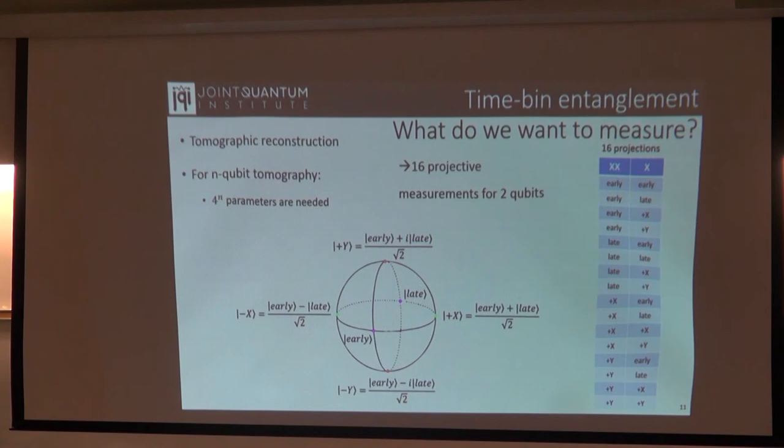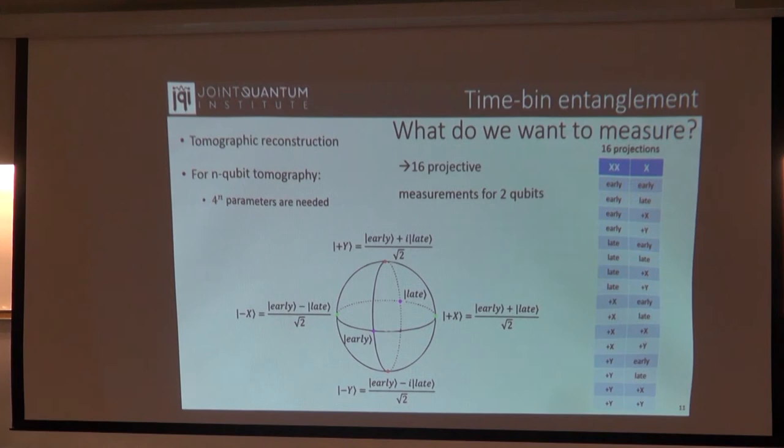And what are these x and y states? I try to show you here on this modified Poincaré sphere. On this sphere, we have the early state and the late state. And on the equator, we have all the linear superpositions without imaginary phase. So at this point, we have early plus late, which is the x state. At this side, we have early minus late. And here at the poles, we have early plus i late and early minus i late. So with this, we can have three orthogonal bases to quantify our state from before.